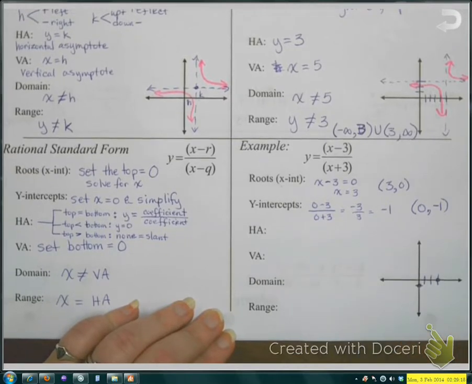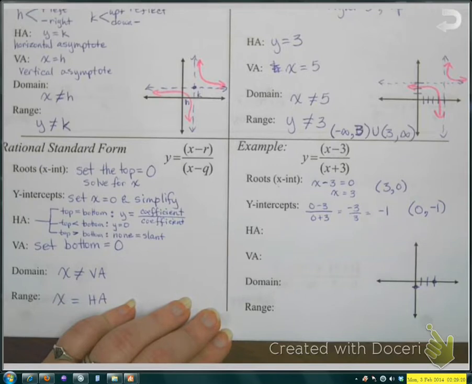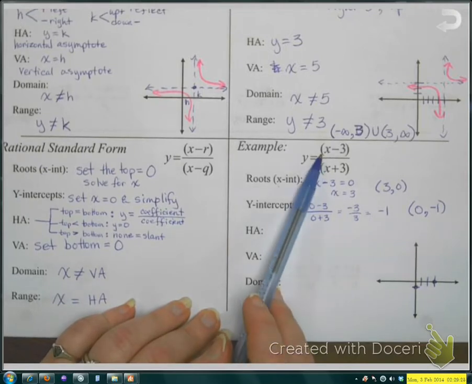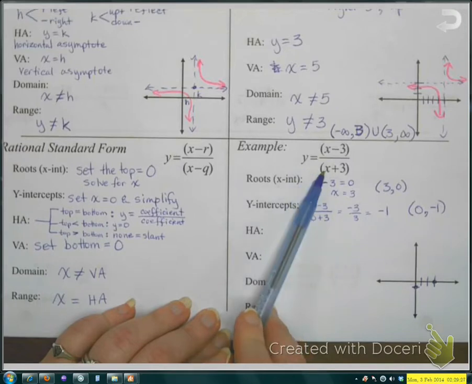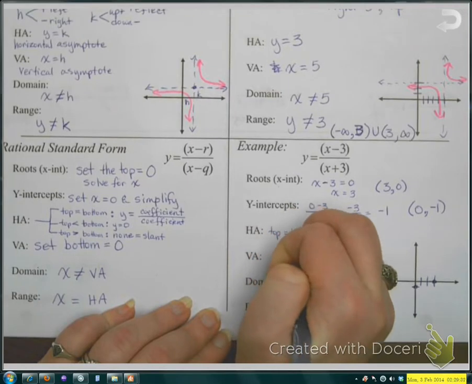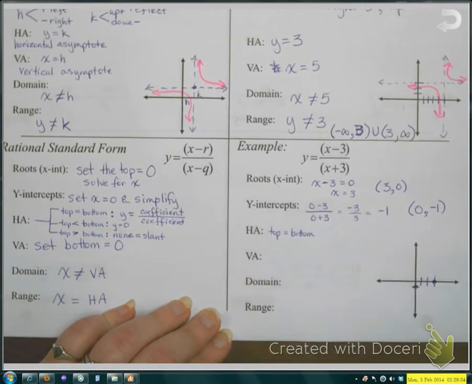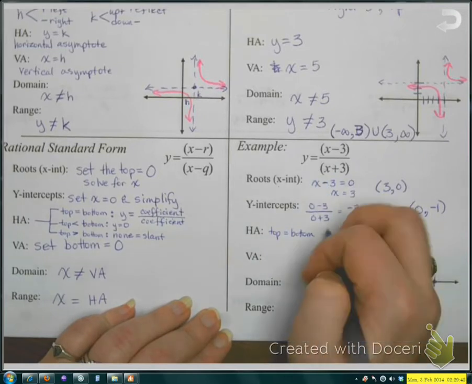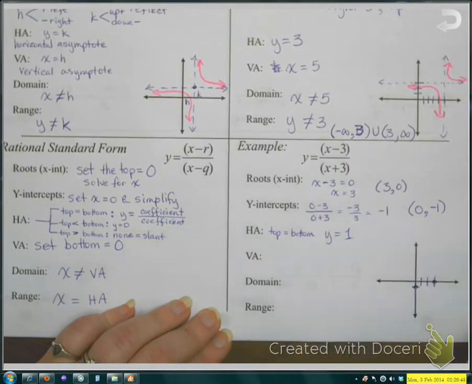Okay, so now let's look at our horizontal asymptote. Horizontal asymptote, got to do the case statement. So highest exponent on top is 1. Highest exponent on bottom is 1. So I have the case where top equals bottom. That means I have to look at my leading coefficients. Well, what coefficient's in front of the x on top? 1. What coefficient's in front of the x on the bottom? 1. So y is equal to 1. So at y equals 1, I have a horizontal asymptote. So I draw that in.